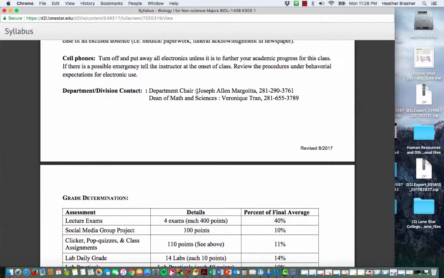Now, I'm going to give you the updated information, but the department chair is actually Chris Allen, and the interim dean is Martha. So I will put this information and update it. I'm sorry, this was from last semester. And those phone numbers. If you have any problem with me, you can always contact them.